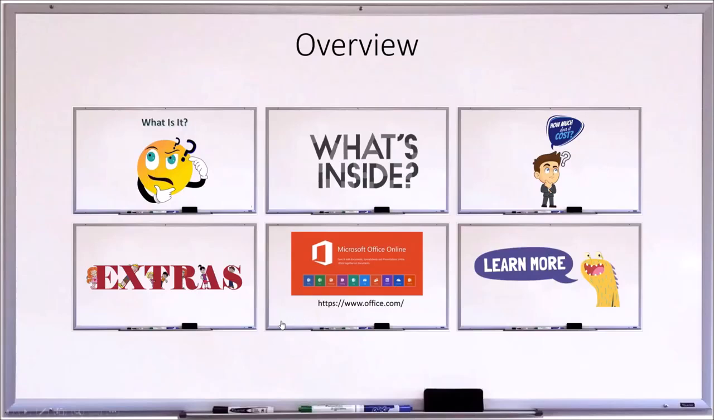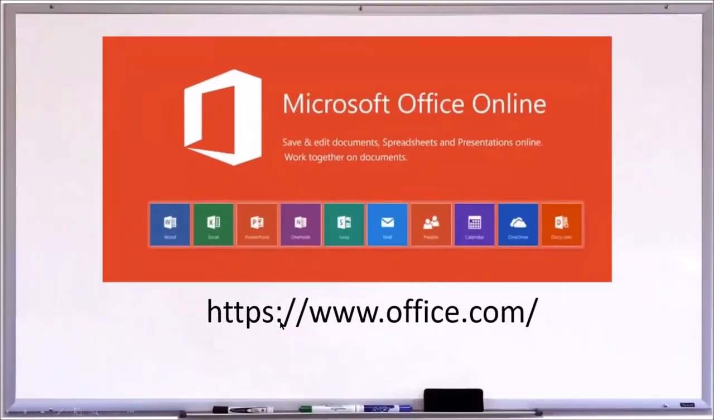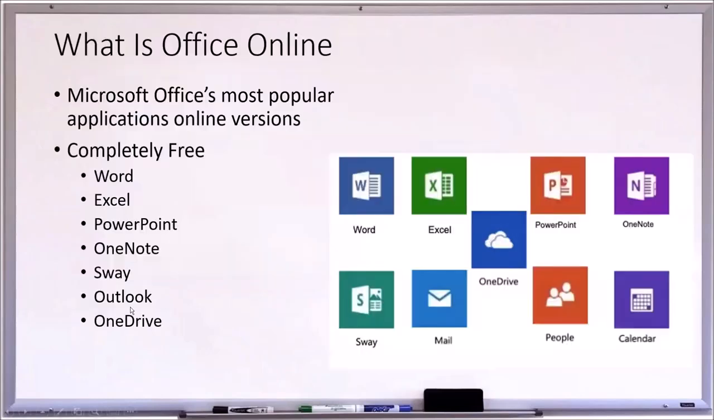We're going to take a look at Microsoft Online. Microsoft released this right after Google, of course, released their online versions of their apps. If you just go to live.com, you can access all this. They're completely free to use. Word, Excel, PowerPoint, of course, OneNote's always free. You can access Outlook, OneDrive. You will need, of course, a Microsoft account.